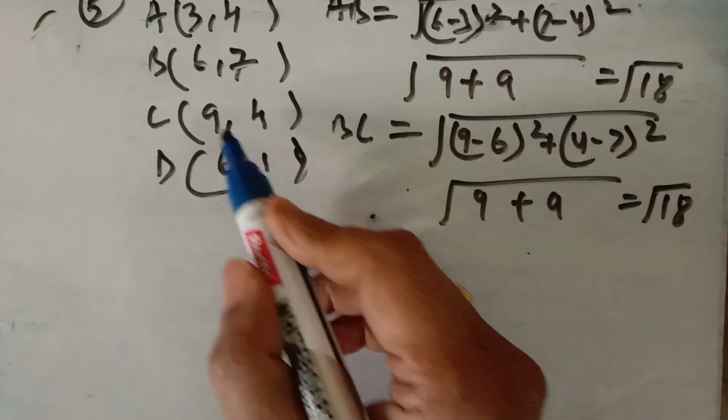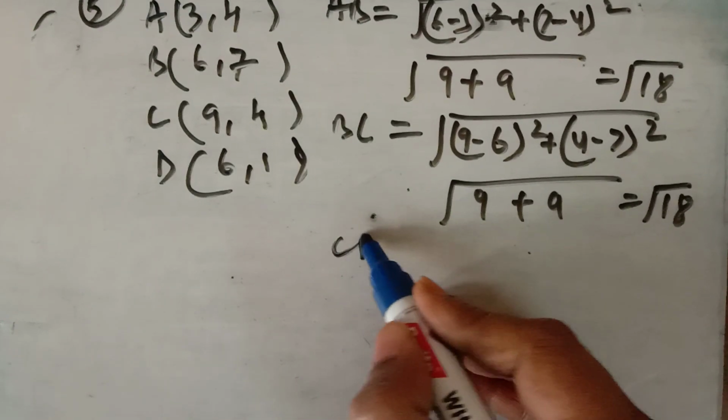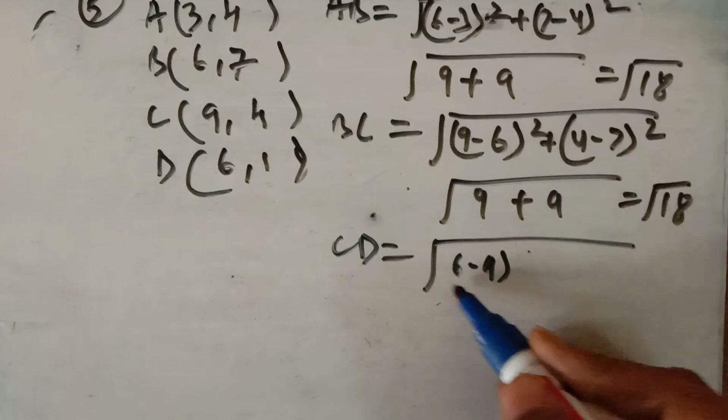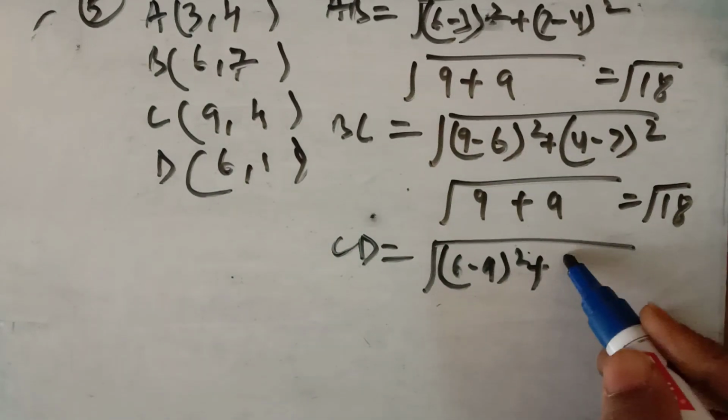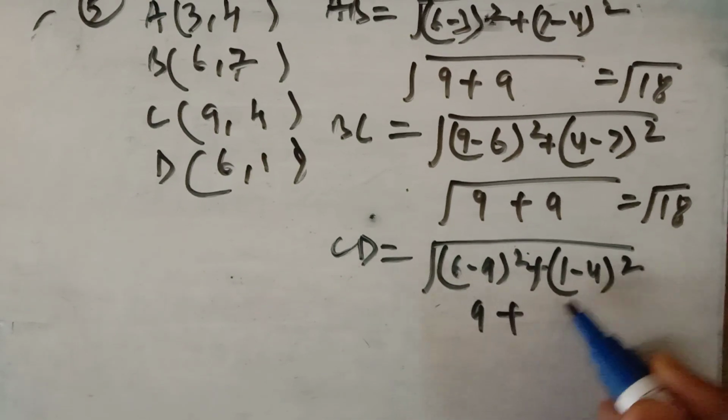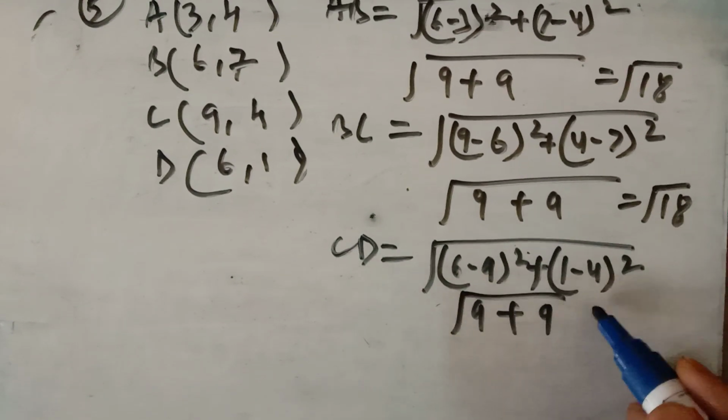Now find the distance between CD. Again we find the distance using (x2 minus x1) whole square, then (y2 minus y1) whole square, that is minus 3 square 9, plus minus 3 square 9. This also comes out to be root 18.